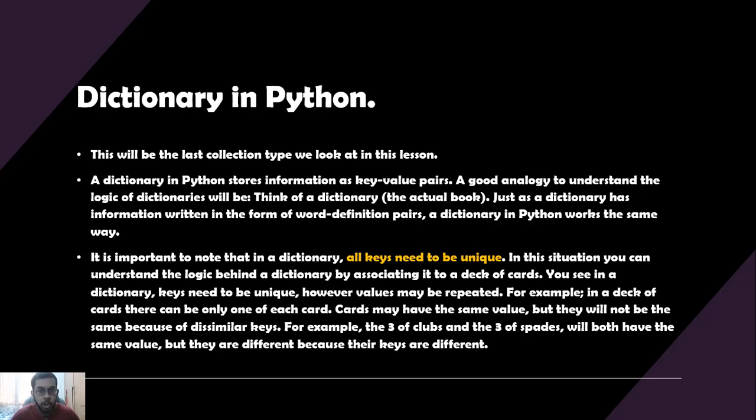You can understand the logic behind a dictionary by associating it to a deck of cards. You see, in a dictionary, the keys need to be unique. However, values may be repeated. For example, in a deck of cards, there can only be one of each card. Cards may have the same value, but they will not be the same because of dissimilar keys. For example, the 3 of clubs and the 3 of spades will both have the same value, but they are different because their keys are different.